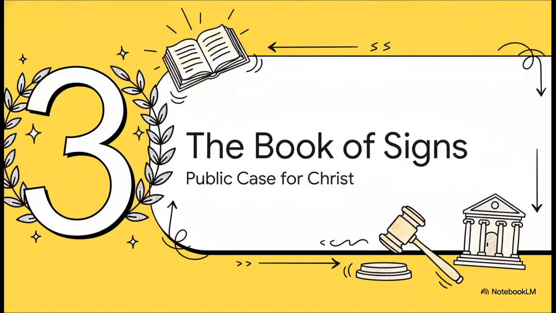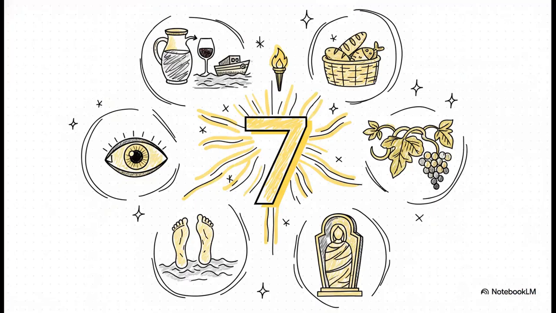Okay, let's get into that first major section, the Book of Signs. A great way to think about these chapters, from 2 all the way to 12, is like a courtroom drama. Jesus is on the stand, presenting his case to the public, to the whole world. So, how does he present his evidence? Through miracles.